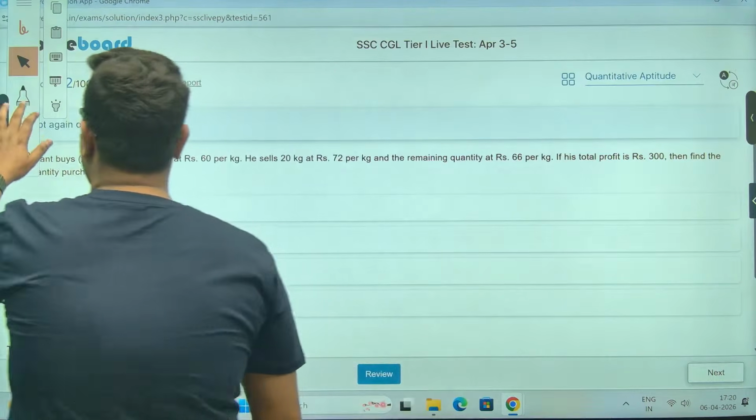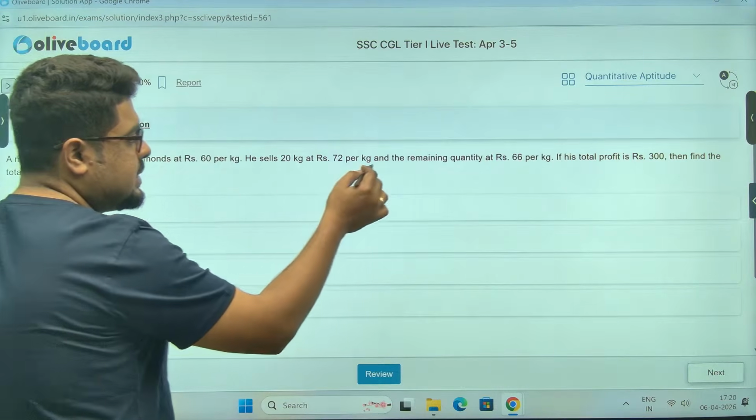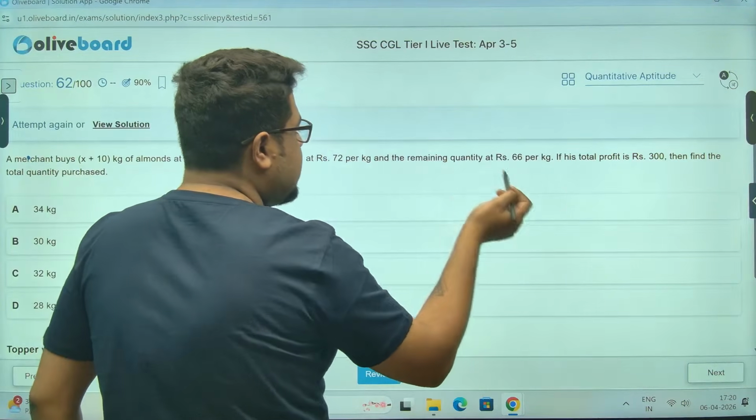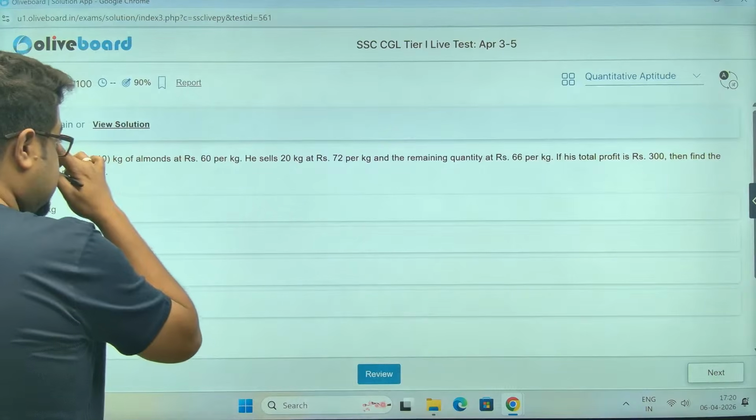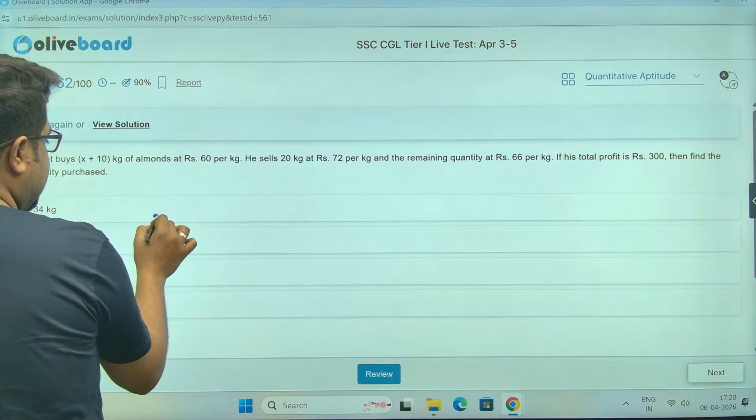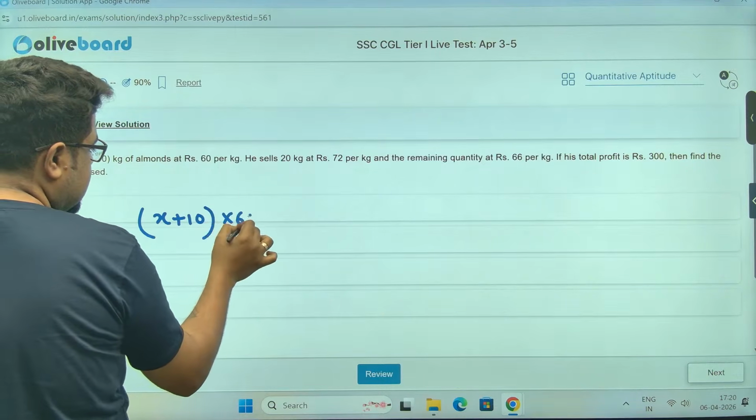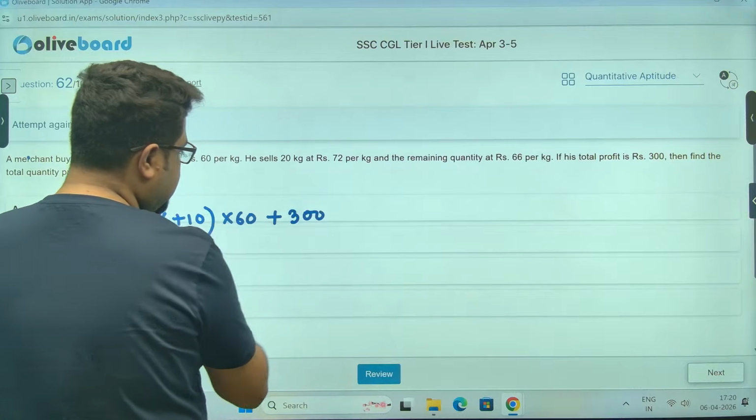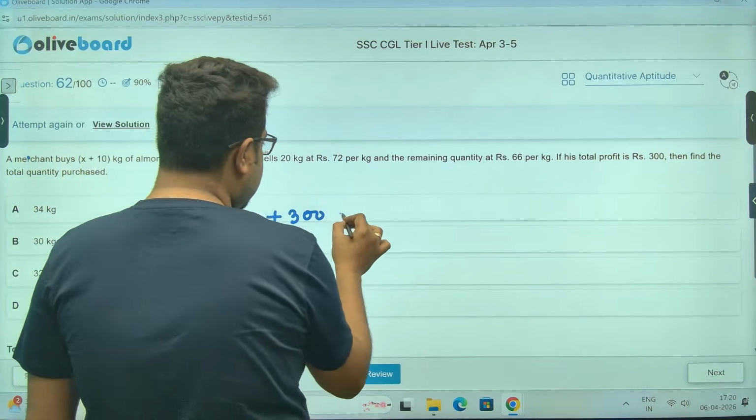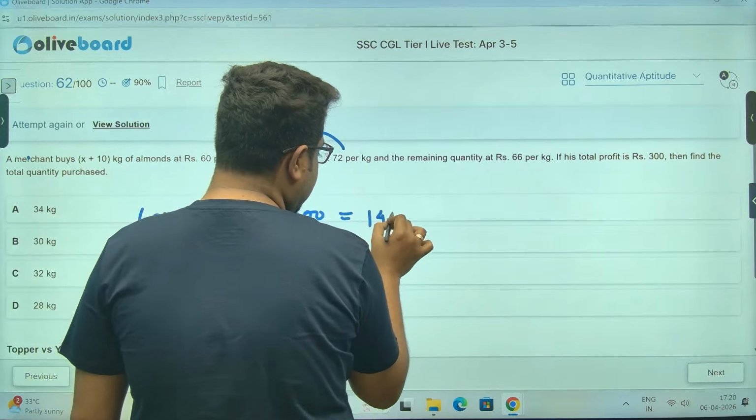Next one, again. A merchant buys this much almonds at this and sells this at this, remaining this. Acha. Total profit is this. Sir, make a simple equation. So total CP is x plus 10 into 60, plus the profit is 300 rupees. This should be the SP. That is equal to, sir, 72 rupees per kg for 20 kgs, meaning 1440.